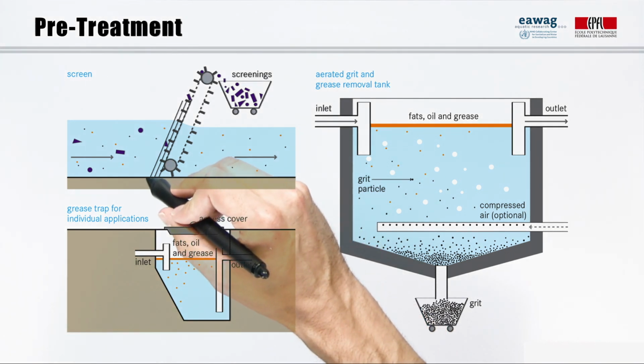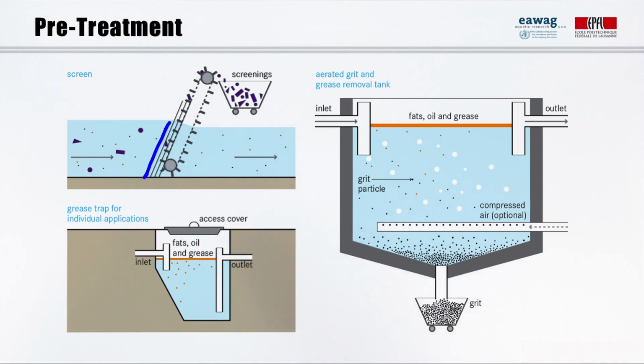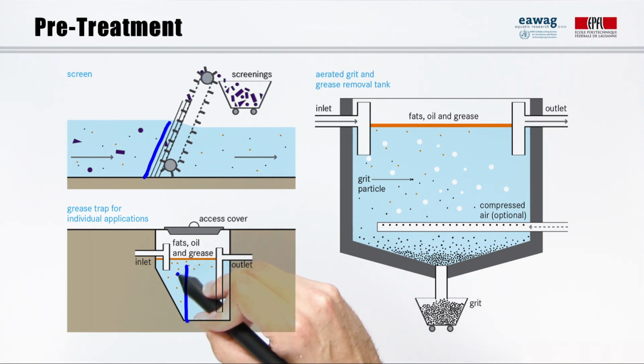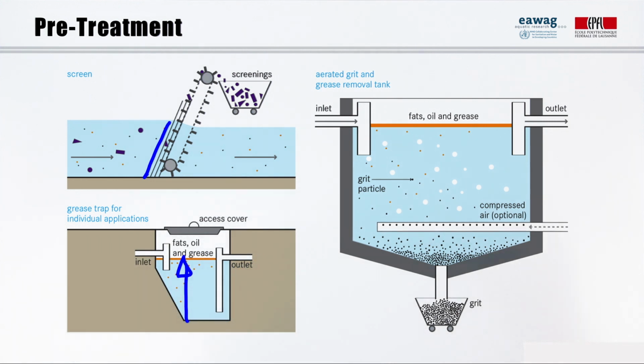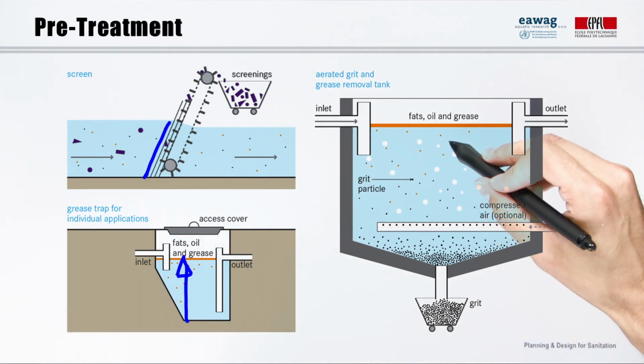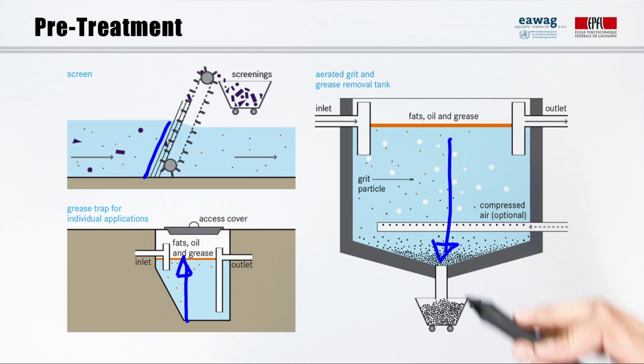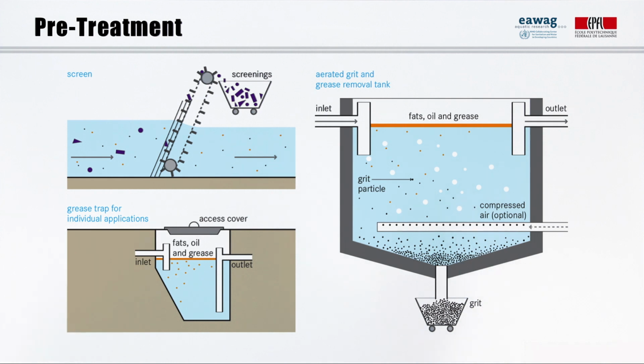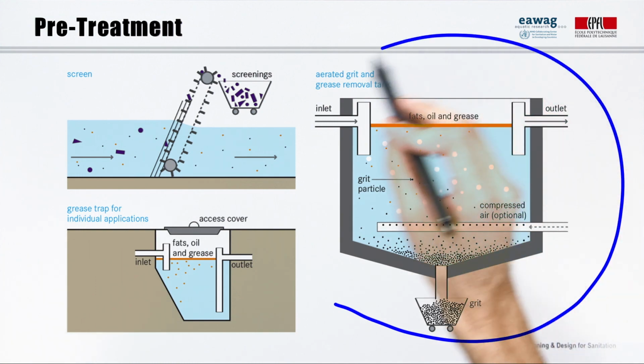Screening is used, for example, in the screens to prevent trash and coarse solids from ending up in the sewerage system or the treatment plant. Flotation is used, for example, in grease traps and grease interceptors to remove the fats, oil, and grease. Finally, settling is used, for example, in the sand trap or grit chambers to remove the heavier solids. As you can see in this figure, grease traps and grit chambers can be combined in one technology.